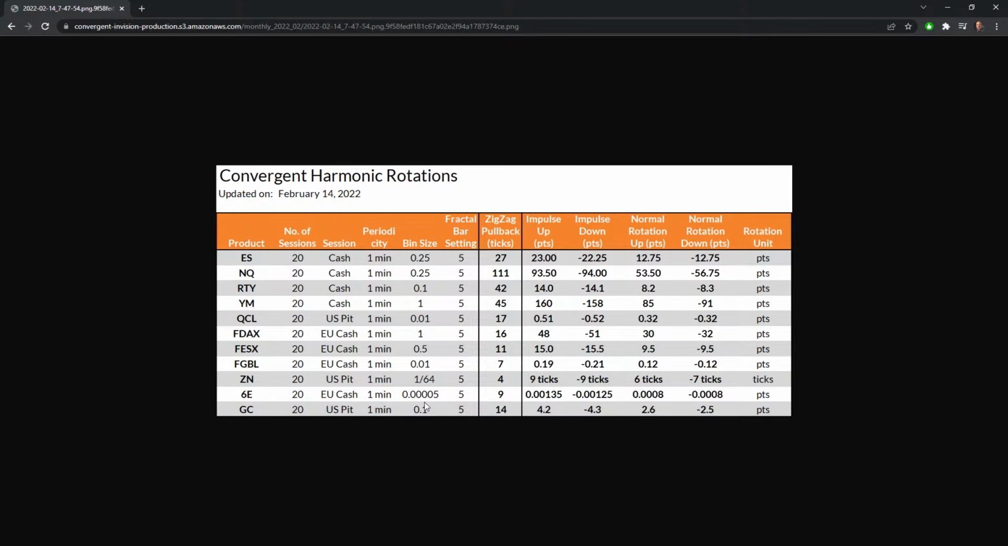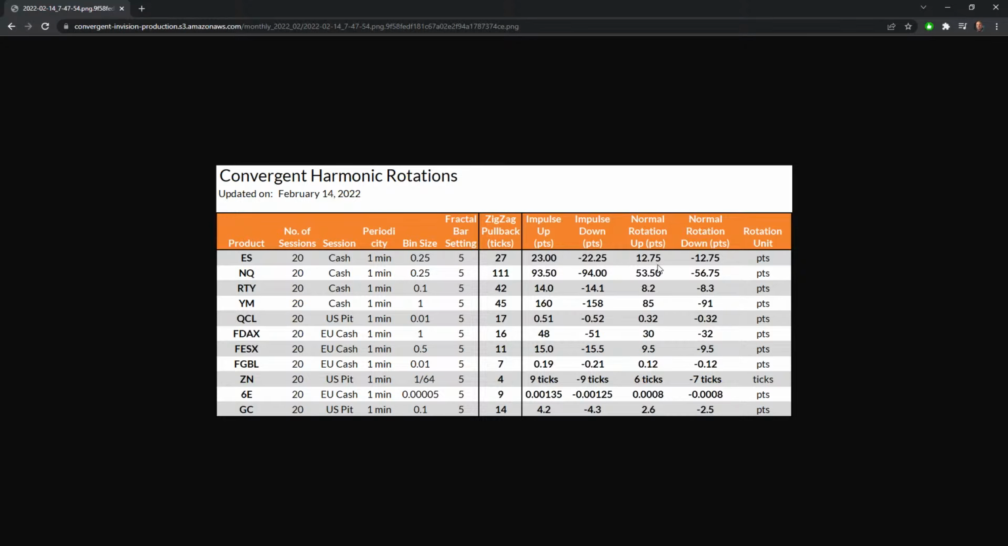This is the chart periodicity, so it's a 1-minute chart. And these are the bin sizes, meaning what's the tick size. And then we're defining a rotation with the highest bar in a 5-bar arrangement and the lowest bar in a 5-bar arrangement. That tells us what the rotation is worth. And then we compute these other pieces. The zigzag pullback value is that an impulse, which is a 90th percentile move, is 23 points.